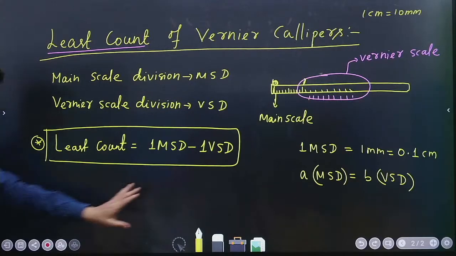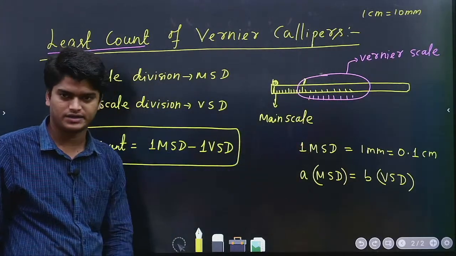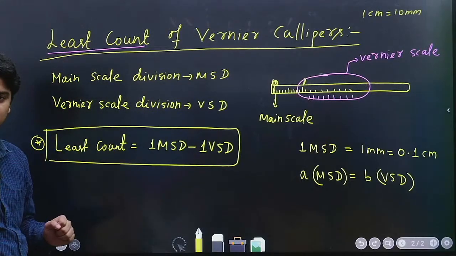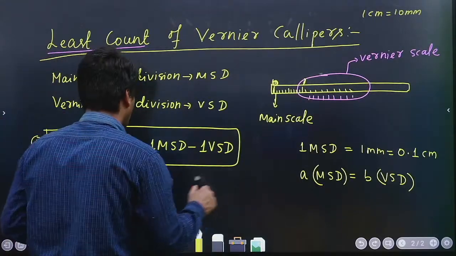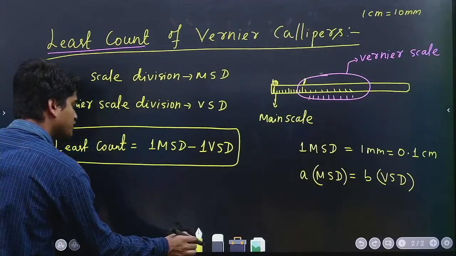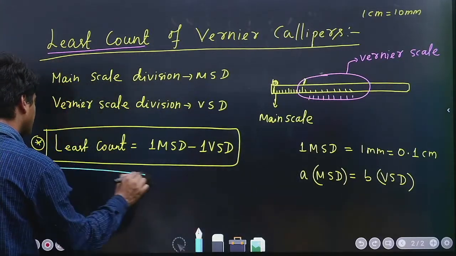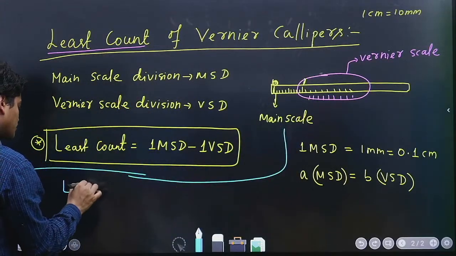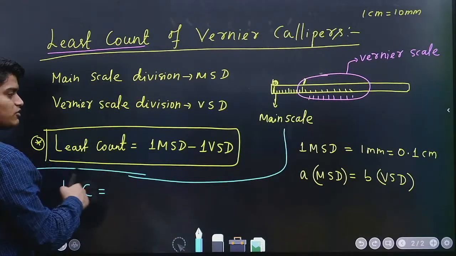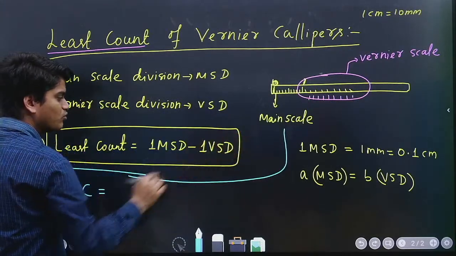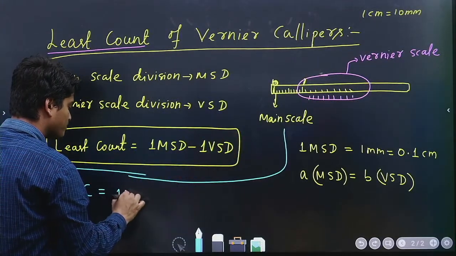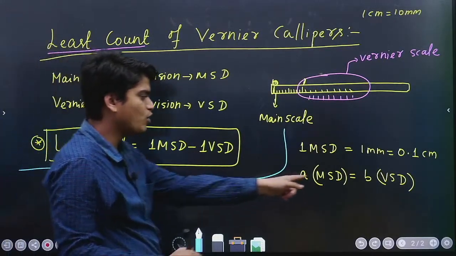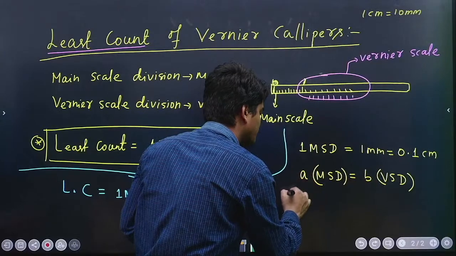Now suppose in this particular case, whatever example I have taken here, if I calculate the least count, what should I do? For this example, the least count, LC, is equal to how much? Tell me, what is 1 MSD? 1 MSD minus 1 VSD, but I don't know how much 1 VSD is. I have to calculate it from this relation.